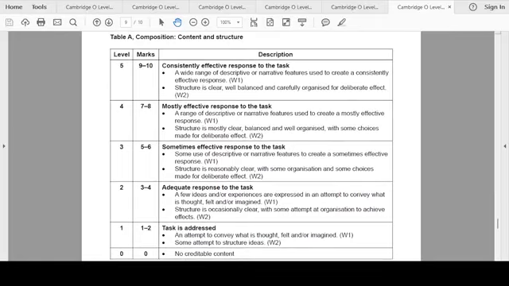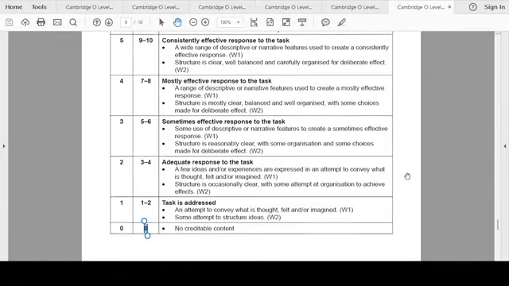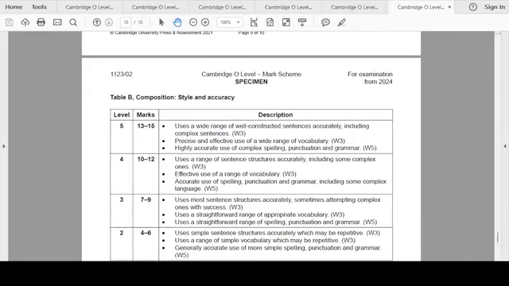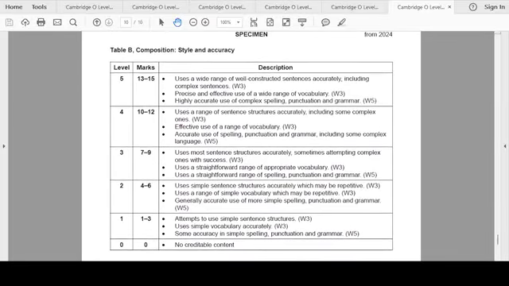And then you go down to level 3: sometimes effective response, some use of narrative or descriptive features, structure is reasonably clear, some organization, some choices made for deliberate effect, right? So you go down further, and the quality obviously keeps decreasing down the levels. And then the 15 marks for style and accuracy. So what are they expecting?